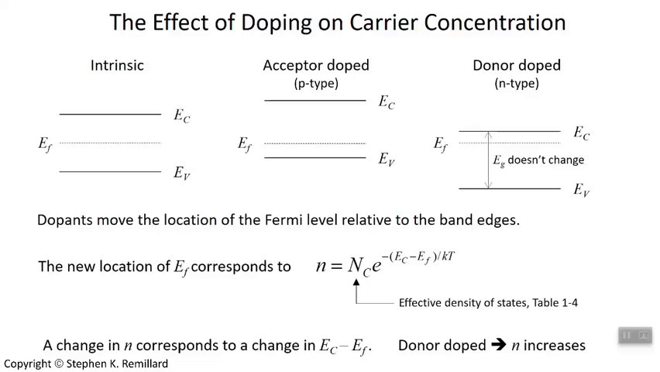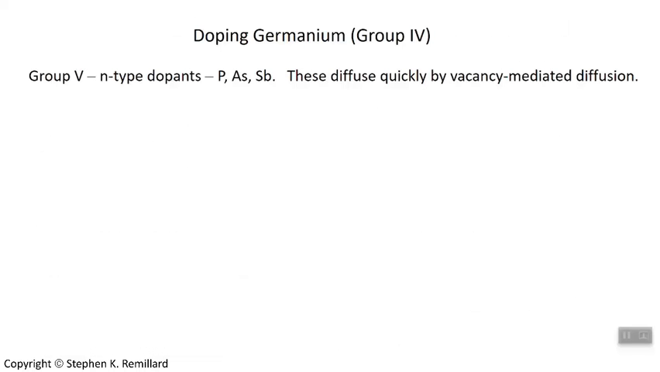Let's take a look at a specific semiconductor, germanium. It's a group 4 element. We can dope it several ways. First, if we dope germanium with group 5 dopants, it will be n-type because group 5 elements have one extra electron than group 4 elements. When a group 5 element substitutes a germanium atom, there's an electron that can come loose and join the conduction band. Common examples: phosphorus, arsenic, and antimony.